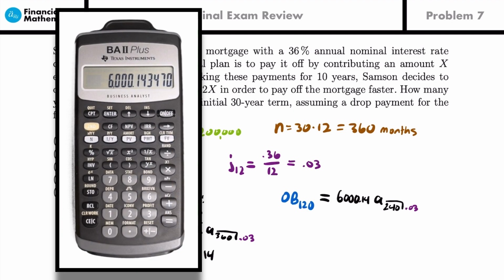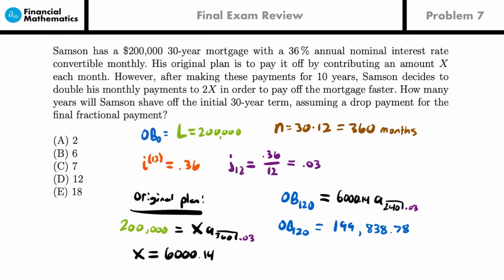This is now our payment amount, so I'll make that the payment. We have 240 payments and a 3% interest rate. Compute present value. And there's our outstanding balance after 120 months, or after 10 years. The outstanding balance at time 120 is $199,838 and about 78 cents.